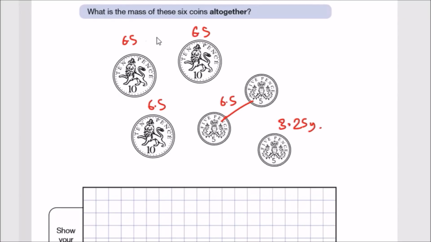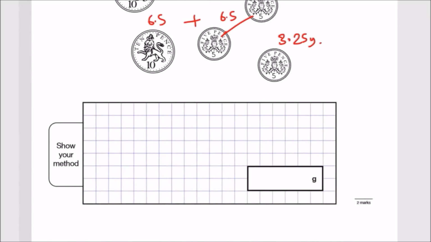So 6.5 add 6.5. You can use the column method or just do it mentally. 6 and 6 is 12, so an extra half would be 13. So these two make 13. These two also make 13. Now we add the 3.25. So 13 and 13 is 26, so we should get 29.25.